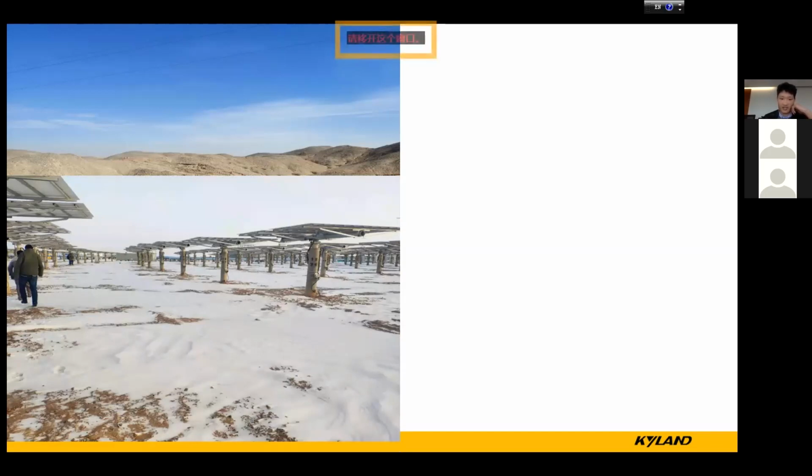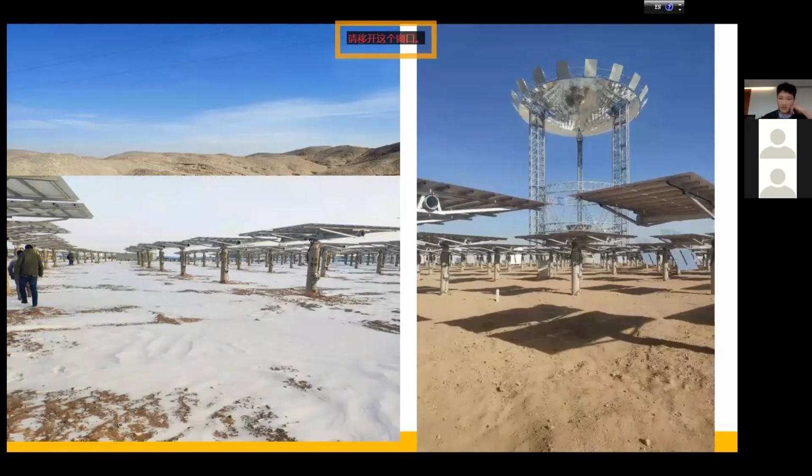And here you can see there are some pictures, and these are all the mirrors, and they will reflect the sunlight to the centralized tower.